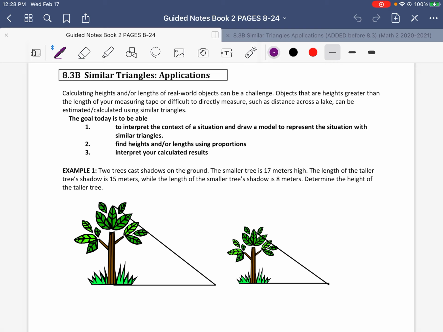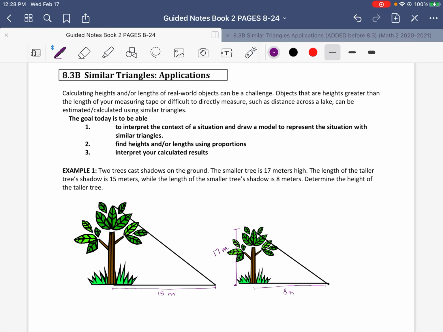So first thing, our goal is to make sense of our diagram. So the first information we were given is that the height of this small tree is 17 meters. And the length of the tall tree's shadow, so this length over here, is going to be 15 meters. And the length of the small tree's shadow, so over here, is 8 meters.